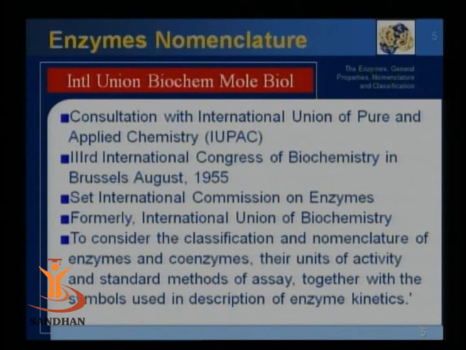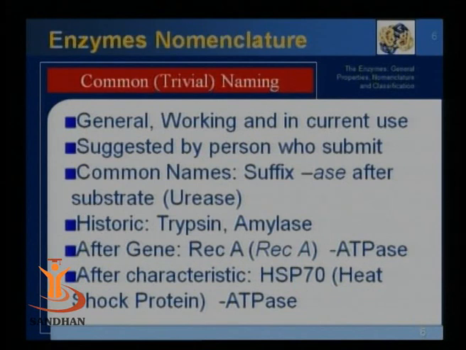That body started the nomenclature and classification of enzymes, to consider the classification and nomenclature of enzymes and coenzymes, their units of activity and standard methods of assay, together with the symbols used in the description of enzyme kinetics. So they covered these basic aspects, that is, how to give a name to any unknown enzyme which has been discovered by any scientist throughout the world. And as sir has discussed, previously many confusions occurred because of the names of scientists who had discovered those enzymes, and that was the biggest problem.